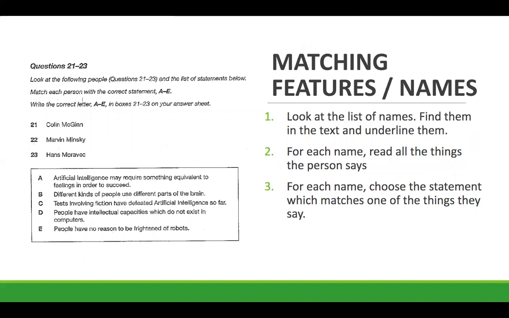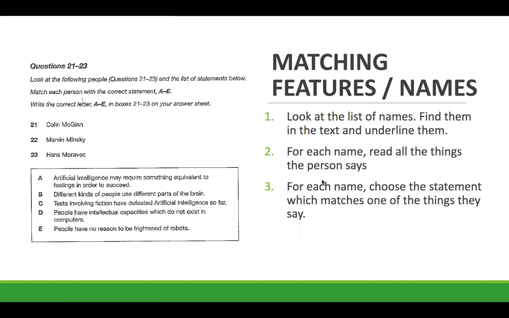Then we also have matching features or matching names. Example, look at the following people and the list of statements below. Match each person with the correct statement, A to E. Write the correct letter in boxes 21 to 23 on your answer sheet. So you're going to match these names to these statements. So how are we going to do it?